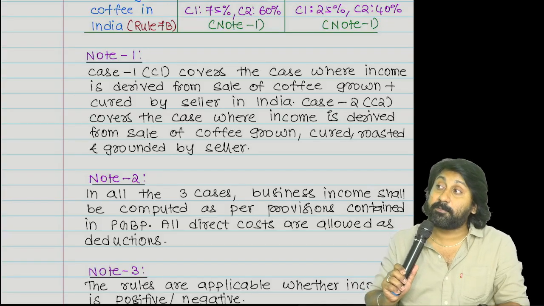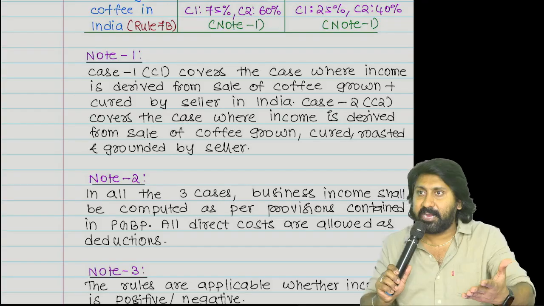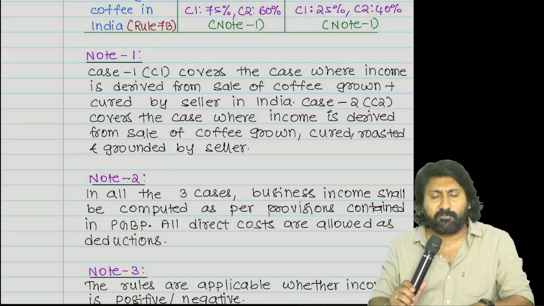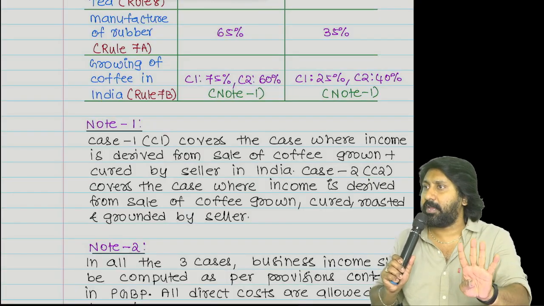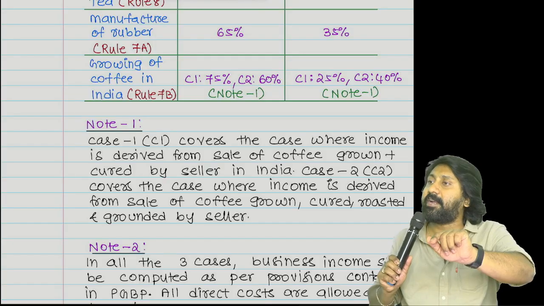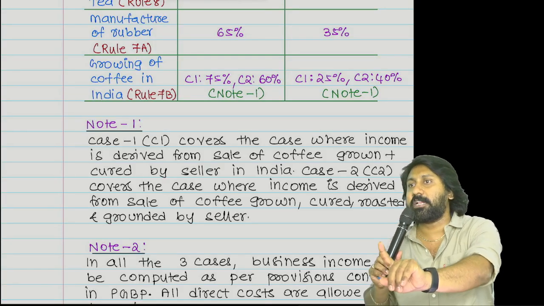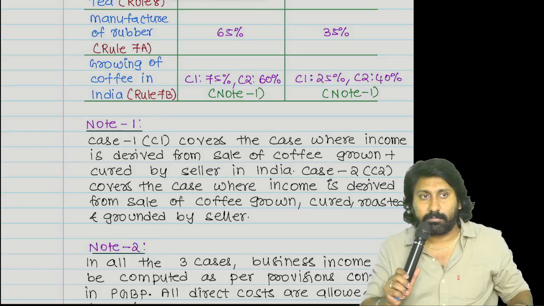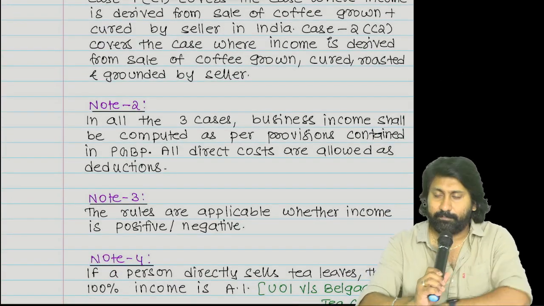Now which process is also there? The commercial process is also dominating the agricultural process, correct or not? Therefore, how much is agriculture? 60. How much is commercial? 40. 60% of that sale amount will be treated as agricultural income. 40% will be treated as non-agricultural income, which is business income. Understood or not? Okay.